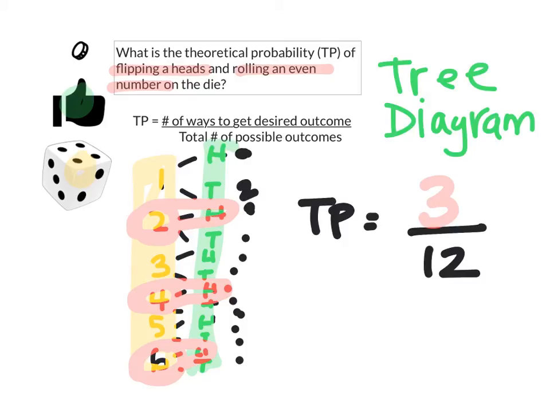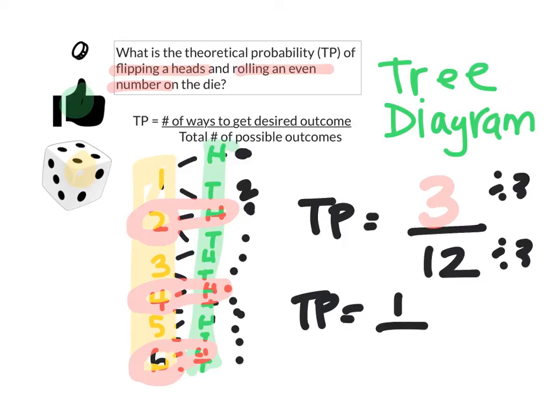So again, I can simplify this and I can write it in different ways. So in this case, 3/12, it simplifies if I divide this by 3, this by 3, to 1/4, which we know is equivalent to 0.25 or 25%.